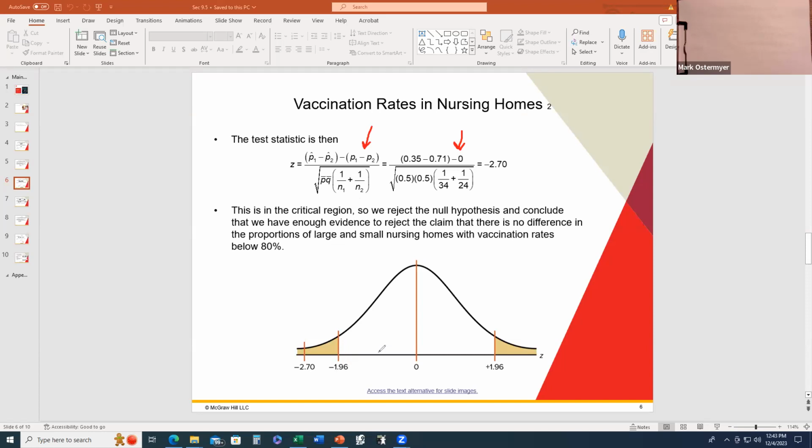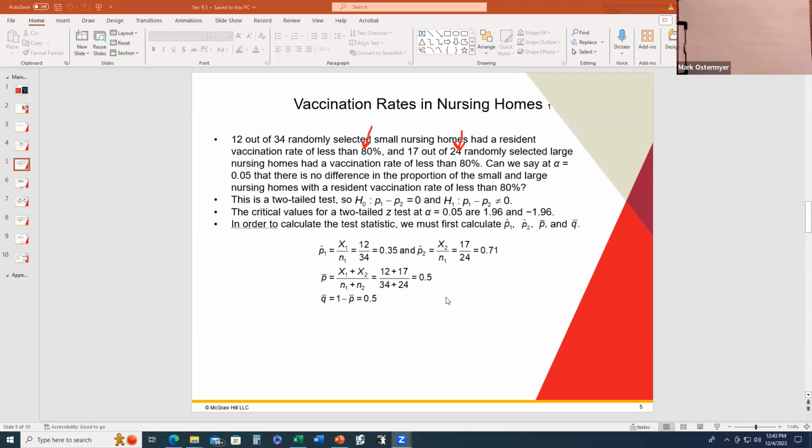Hence, we are able to reject the null hypothesis. And in plain English, we can conclude, what? It appears that the vaccination rates are different between the small and the large nursing homes. That's how we could coin it in plain English. So there does appear to be a difference in the vaccination rates between the small and large nursing homes.